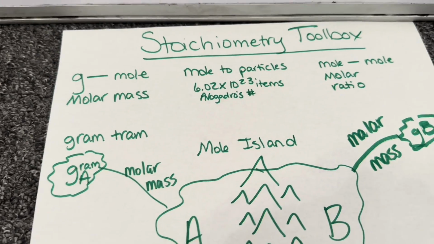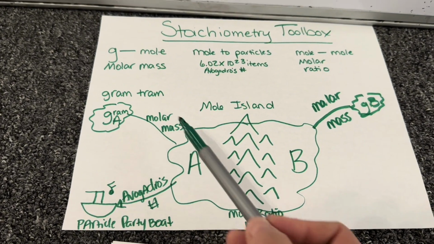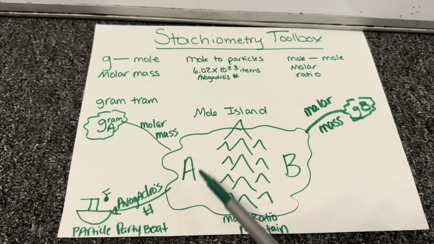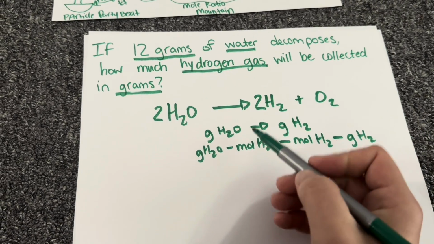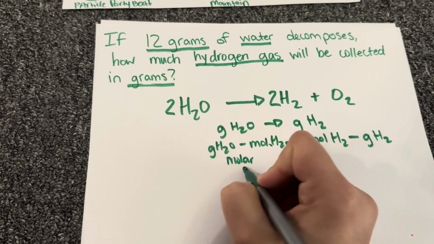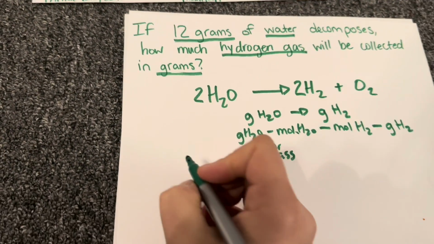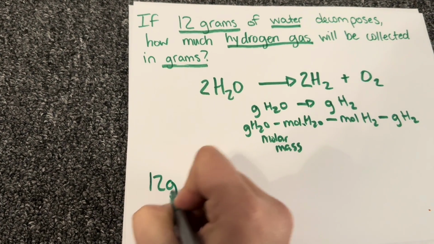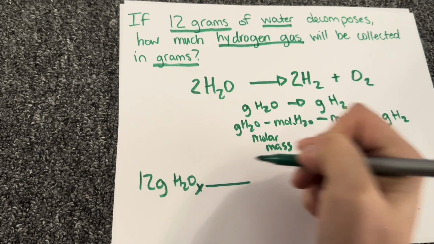We can look at our toolbox or we can look at our map and we can see what we're going to have to apply to take this trip, right? So let's get started. So to go from grams to moles, I have to have my molar mass. So we know we start out with the 12 grams of water, and I've got to convert that into moles of water.